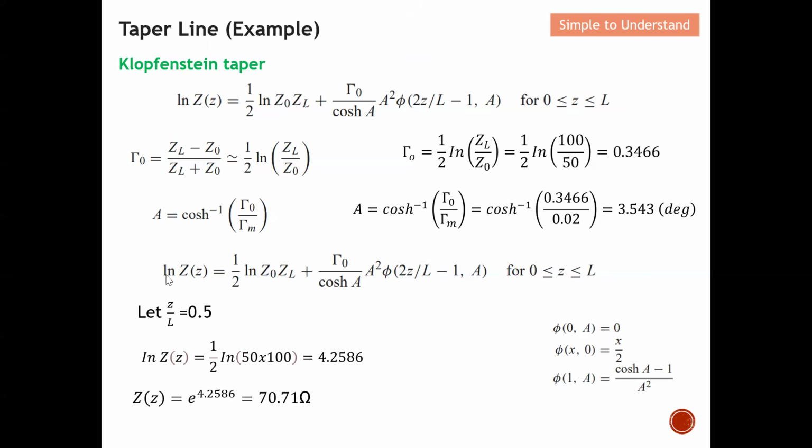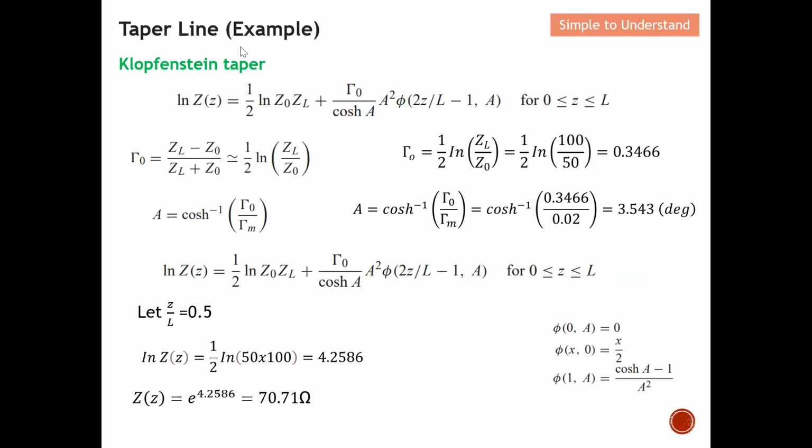So therefore, my in Z will be equal to just this term, which I have calculated as 4.2586. Remember, I need to get the impedance, which is the ZZ here. So I do a reverse here. From here, I calculate that my ZZ term will be equal to 70.71 ohm. I will show you the chart on the last page.